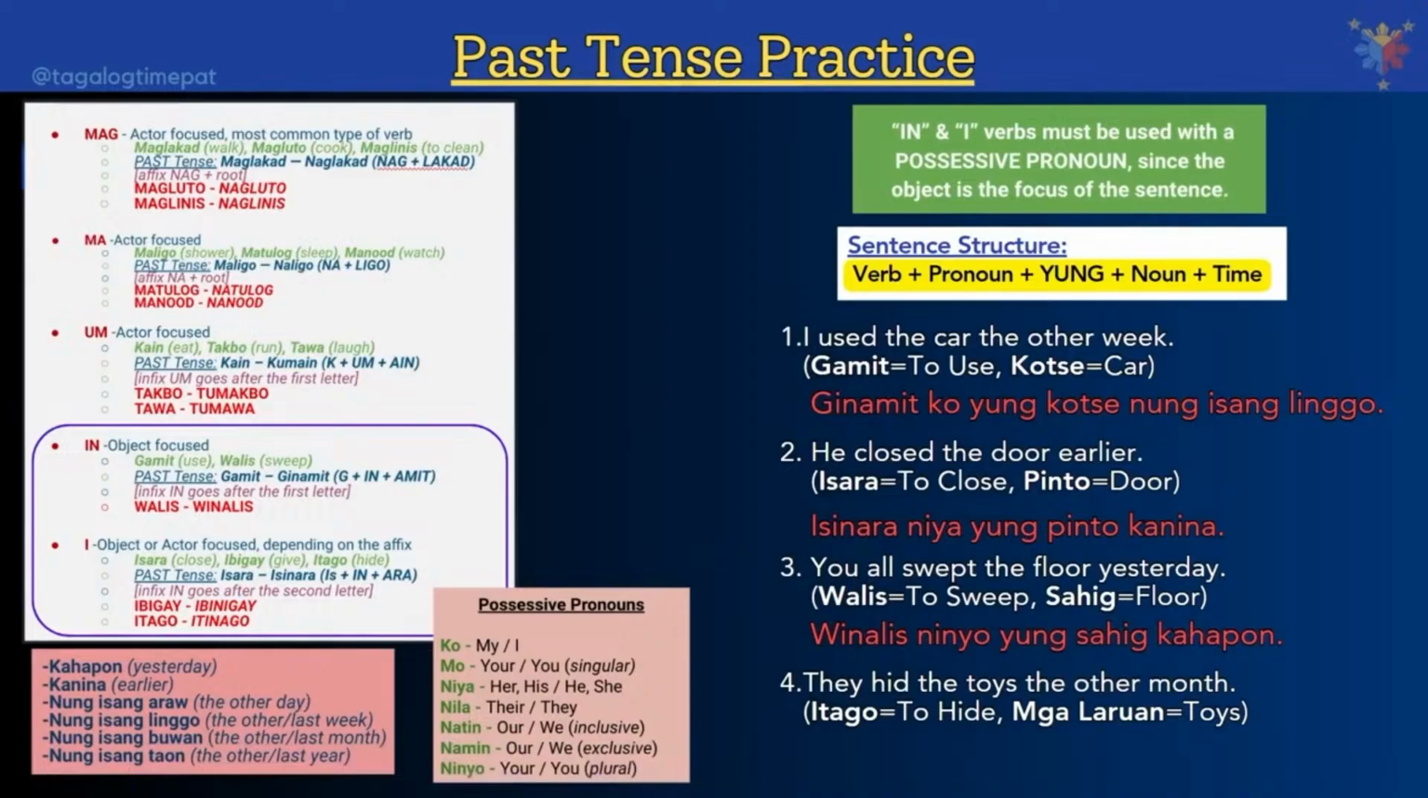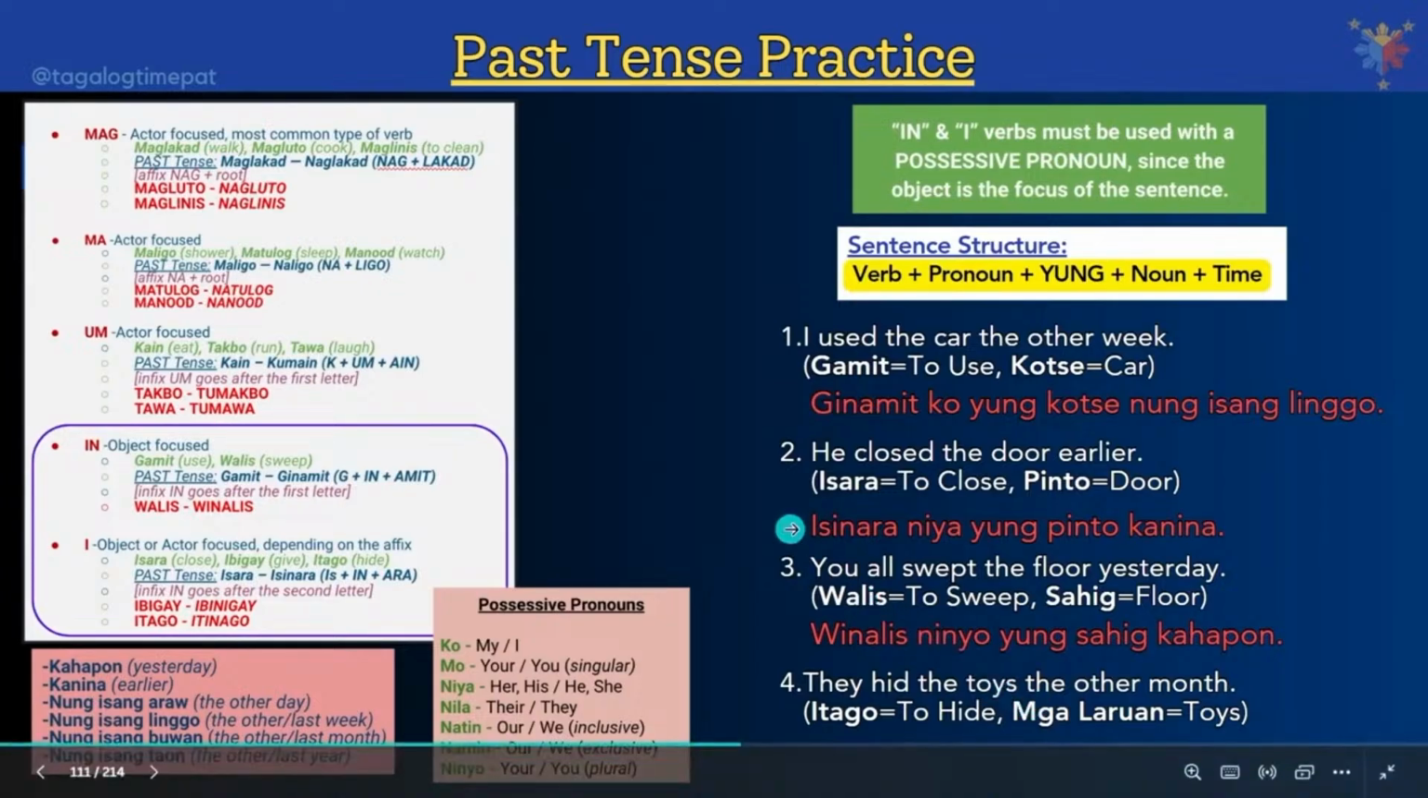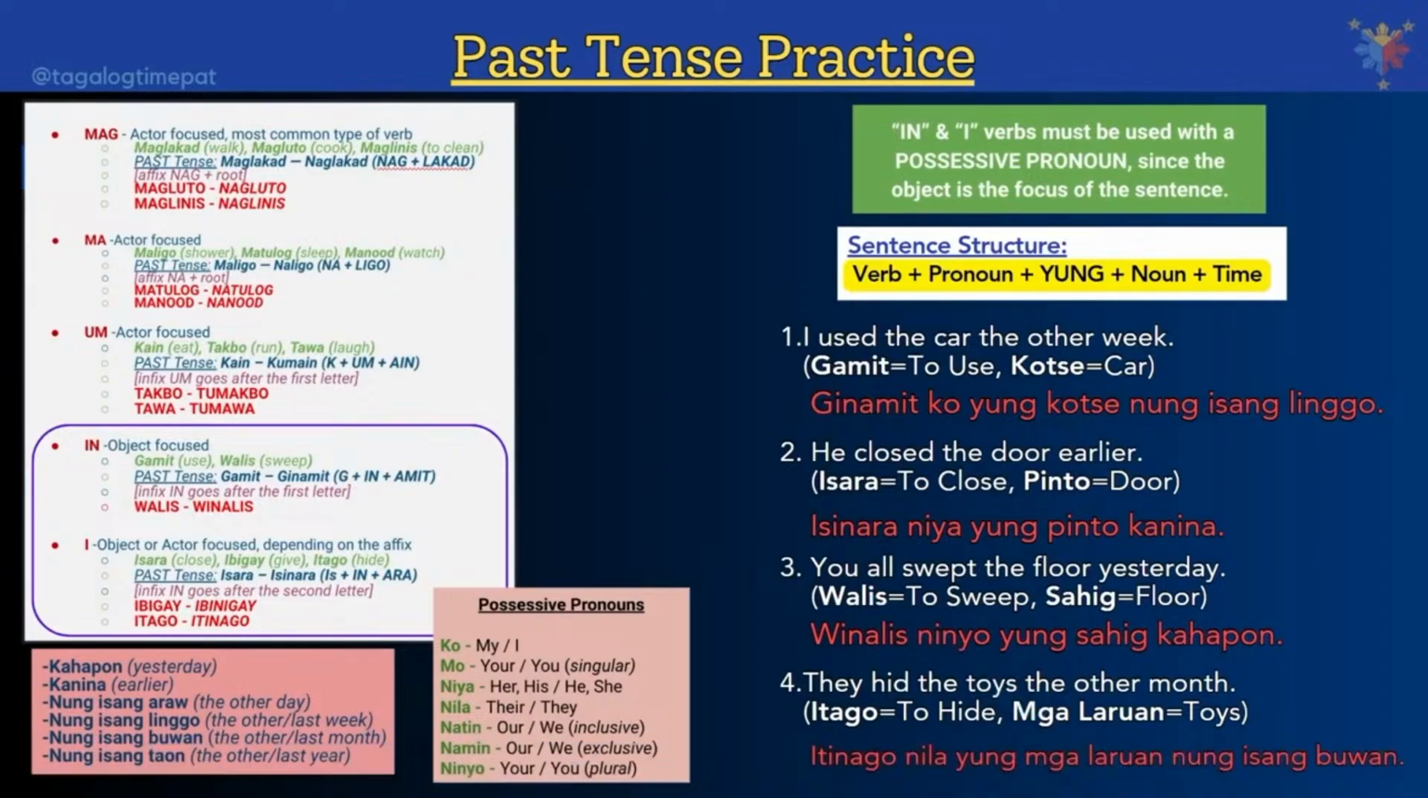It's not like in English where we can just add an S. You actually have to add this word mga. In Tagalog, this would be, itinago nila yung mga laruan nung isang buwan. Itinago nila yung mga laruan nung isang buwan. They hid the toys the other month.